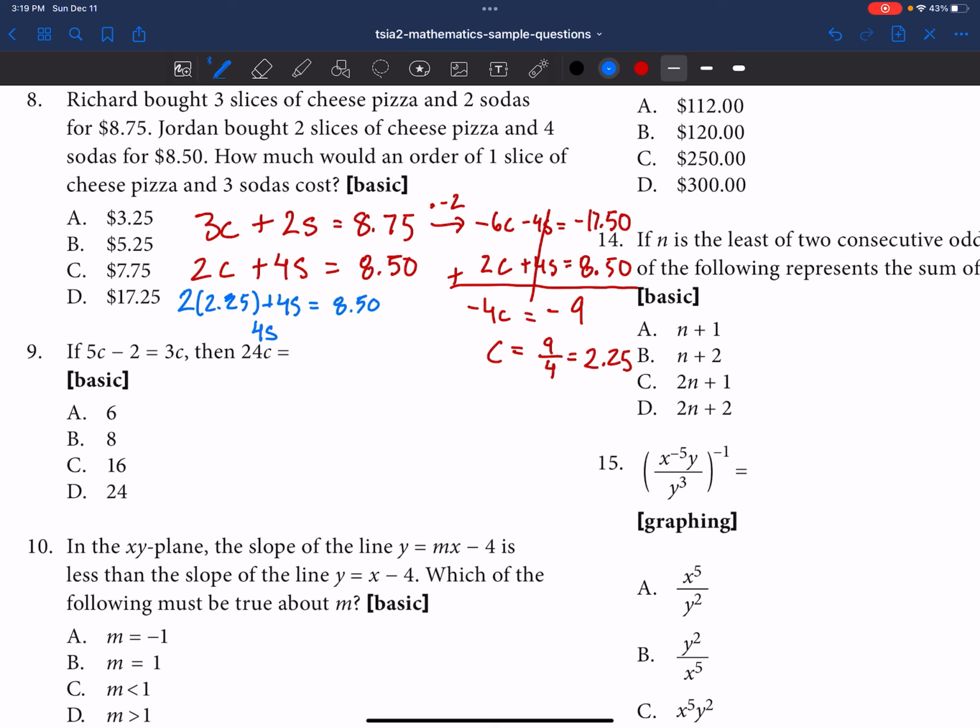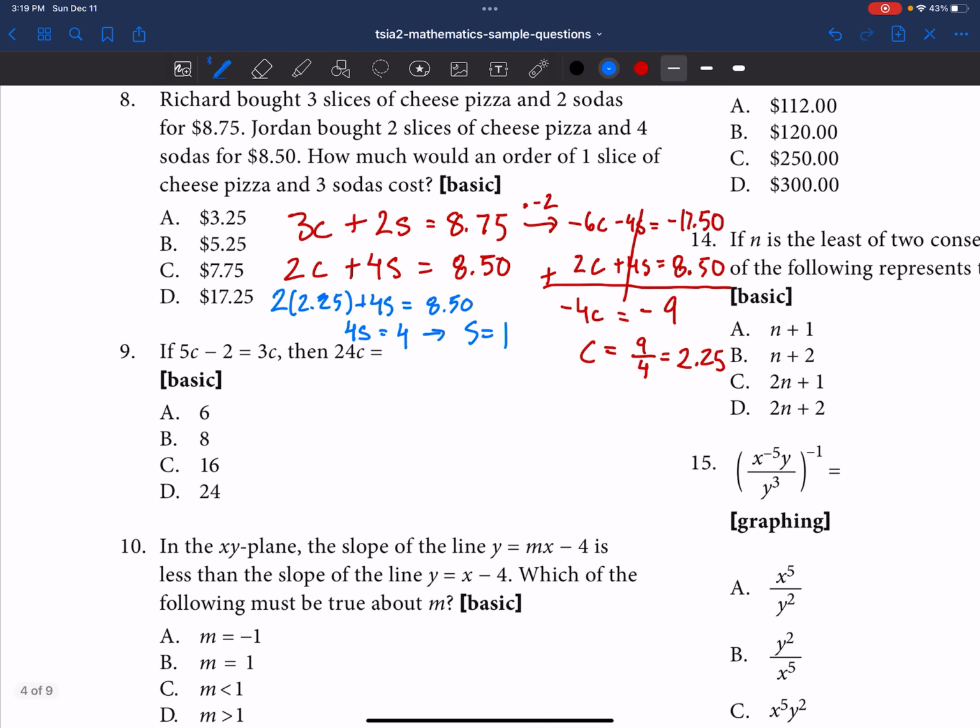That tells me 4s equals, let's see, we're going to do a couple Algebra 1 steps here. 2 times 2.25 should be 4.5, and I subtract 4.5 from 8.5, which should give me 4, which implies that s equals 1. So, if my last equation is, let's move to green, I've got c equals 2.25 and s equals 1.